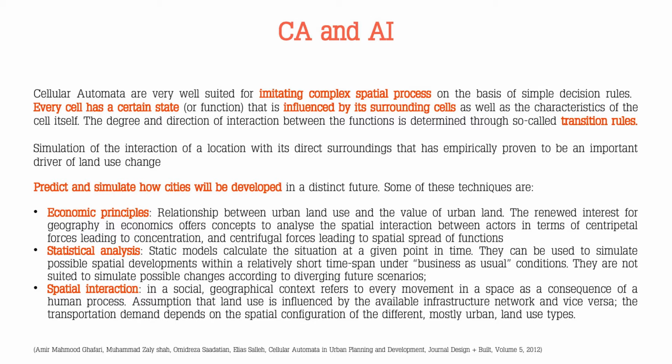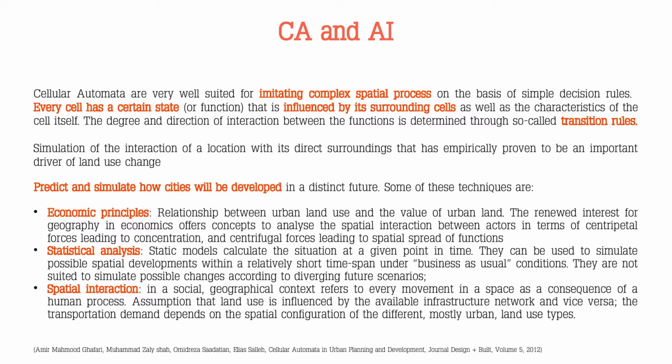The last element that we want to discuss is spatial interaction. In a social geographical context, it refers to every movement in a space as a consequence of a human process. The assumption that land use is influenced by the available infrastructure network and vice versa is a key element in our discussion. Transportation depends on the spatial configuration of different, mostly urban, land use types. Remember that spatial interaction, which means the mutual relationship between different spaces inside an urban context, is a very important point in every discussion, because if we try to think which components are essential in urban analysis, we cannot avoid considering space as one, I cannot say the main point, but one of the most important points in every possible analysis.